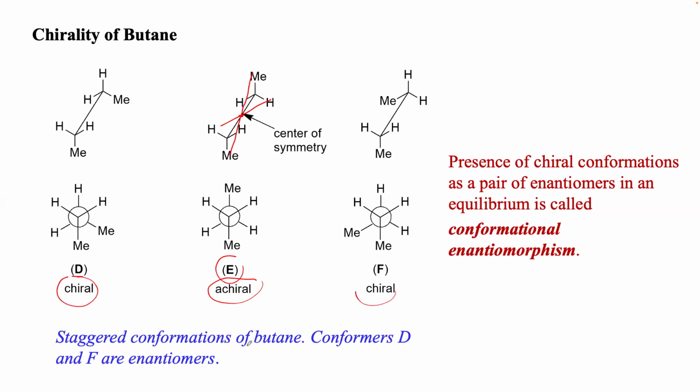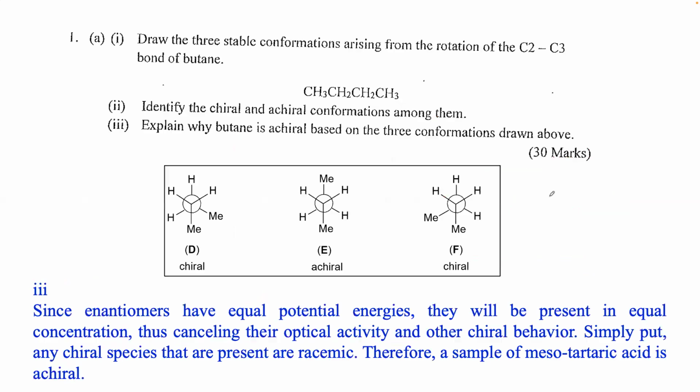The staggered conformations of butane, conformers D and F, are enantiomers. They are chiral, so we call them conformational enantiomorphism. We covered that during the lecture, just to remind you. So now we have identified the chiral and achiral conformations. This is achiral because it has a center of symmetry. D and F don't have a center of symmetry, therefore they're chiral, and their relationship is they are enantiomers, mirror images. The third part is explain why butane is achiral based on the three conformations drawn above.